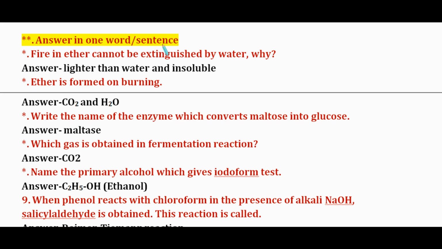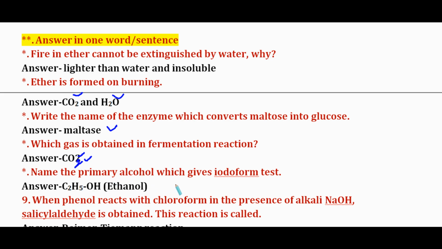Answer in one word or one sentence. Fire in ether cannot be extinguished by water. Why? It is lighter than water and insoluble in water. Ether on burning or combustion forms CO2 and H2O. Write the name of the enzyme which converts maltose into glucose. It is maltase. Which gas is obtained in the fermentation reaction? It is CO2, with 2 in subscript.